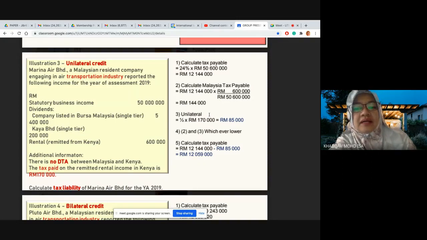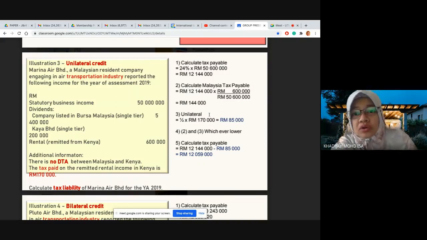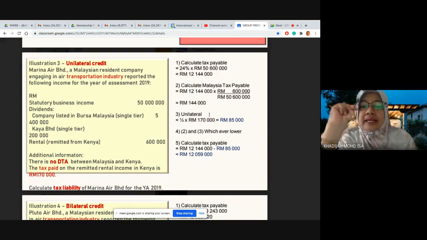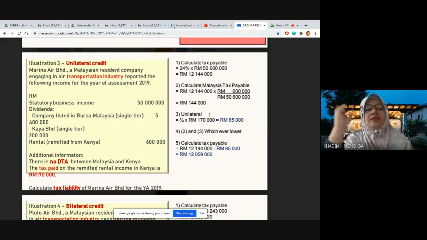Nampak? Alright. So now you have what, so means that rather than you have to pay 12144, right, the tax payable, now your tax payable reduced by 85,000. Why you take the 85,000? Because 85,000 is lower as compared to 600,000 at 24%, number 2, right? So that's why you have to compare number 2, number 3, whichever lower, deduct against number 1. Itu formula dia. Nampak? Alright.